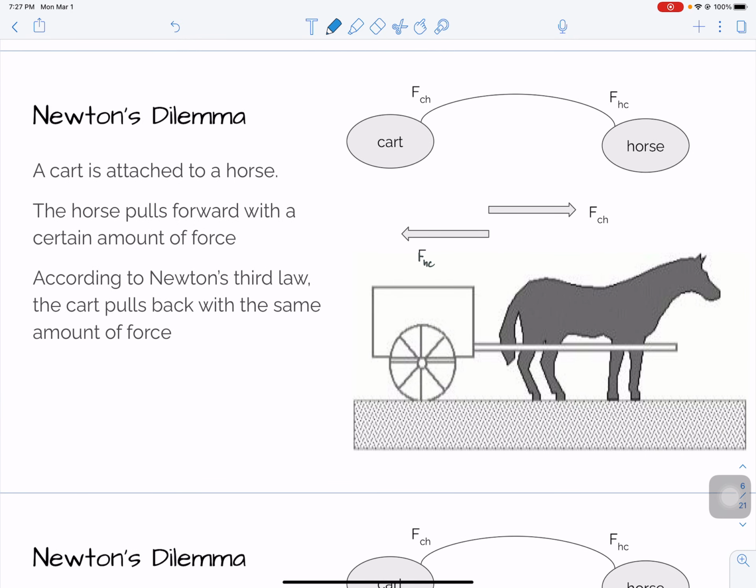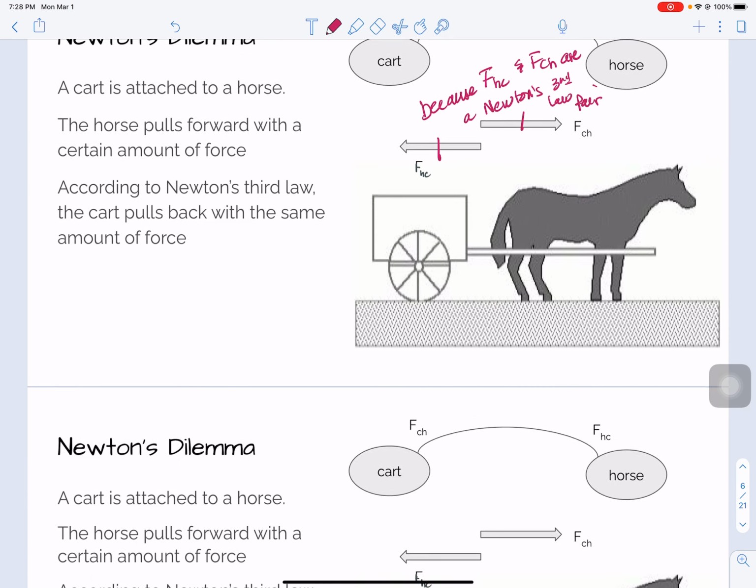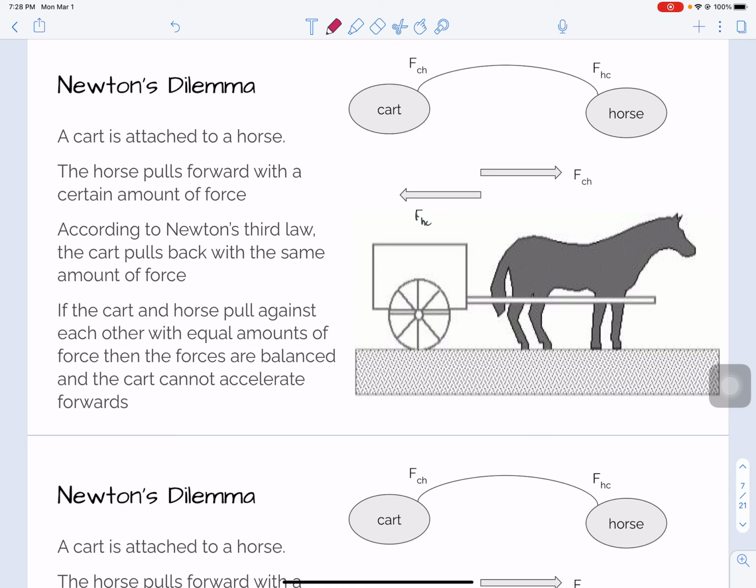Third one, according to Newton's third law, the cart pulls back with the same amount of force. So the idea is I've got a single interaction between the cart and the horse, and so I have a Newton's third law pair. So these are the same length because FHC and FCH are a Newton's third law pair. Okay, so we're going to accept that as true. So if the cart and the horse pull against each other with equal amounts of force, this is Newton's third law, so it must be true.